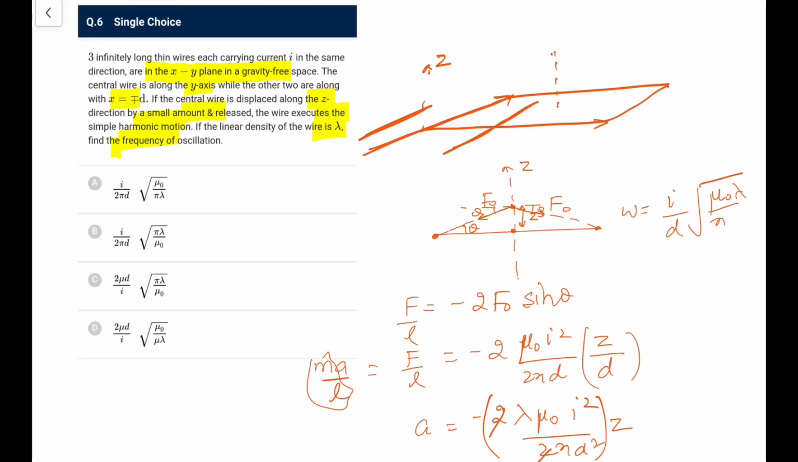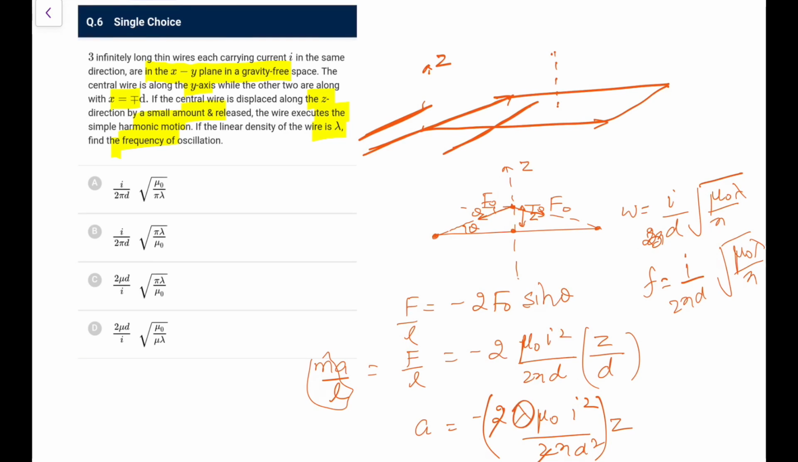So what we have now, time period is 2 pi by omega. You need to find out frequency, sorry, not the time period. So frequency is omega by 2 pi, so f would be omega by 2 pi, I upon 2 pi d under root mu naught lambda by pi. So which option is coming? The option coming for me is m by L lambda.